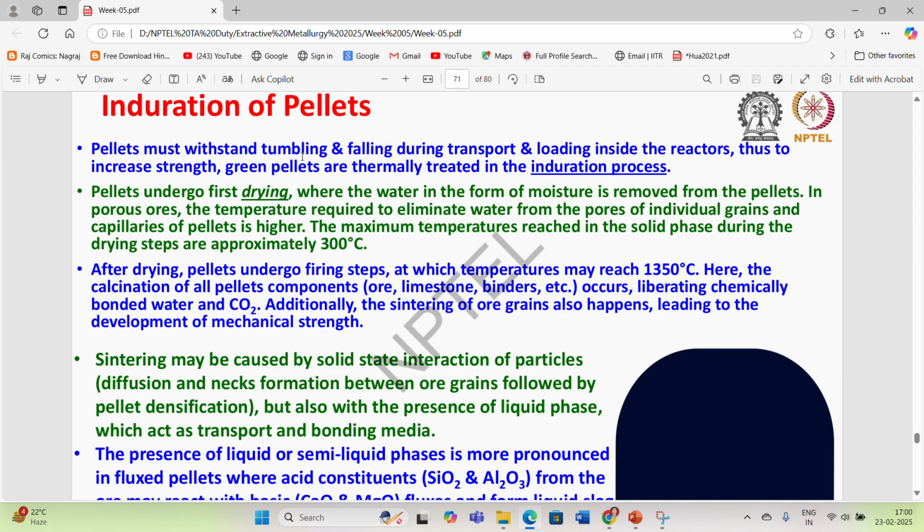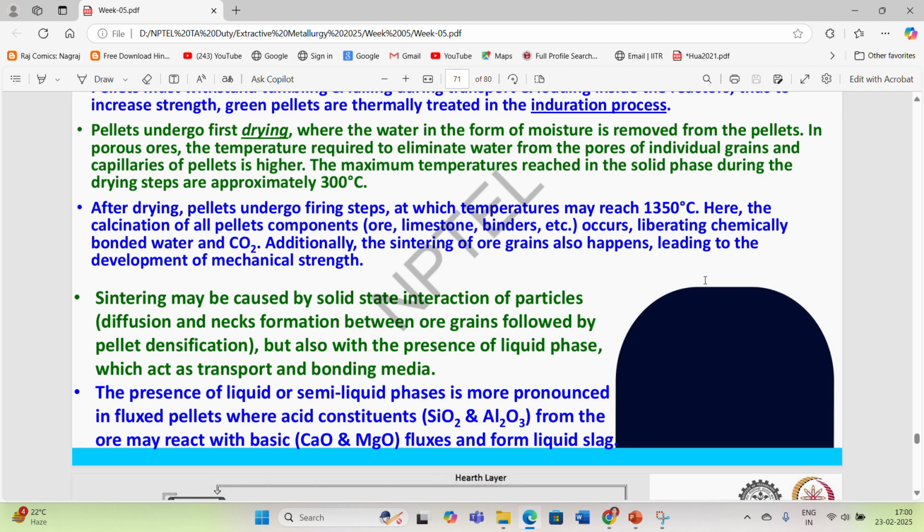So, drying is generally done at a temperature of around 300 degrees Celsius. The maximum temperature reached in the solid phase during the drying steps is approximately 300 degrees Celsius. After drying, pellets undergo firing steps at which temperature may reach around 1350 degrees Celsius. Here, the calcination of all pellet components like ore, limestone, binder, etc., occurs, liberating chemically bonded water and CO2.